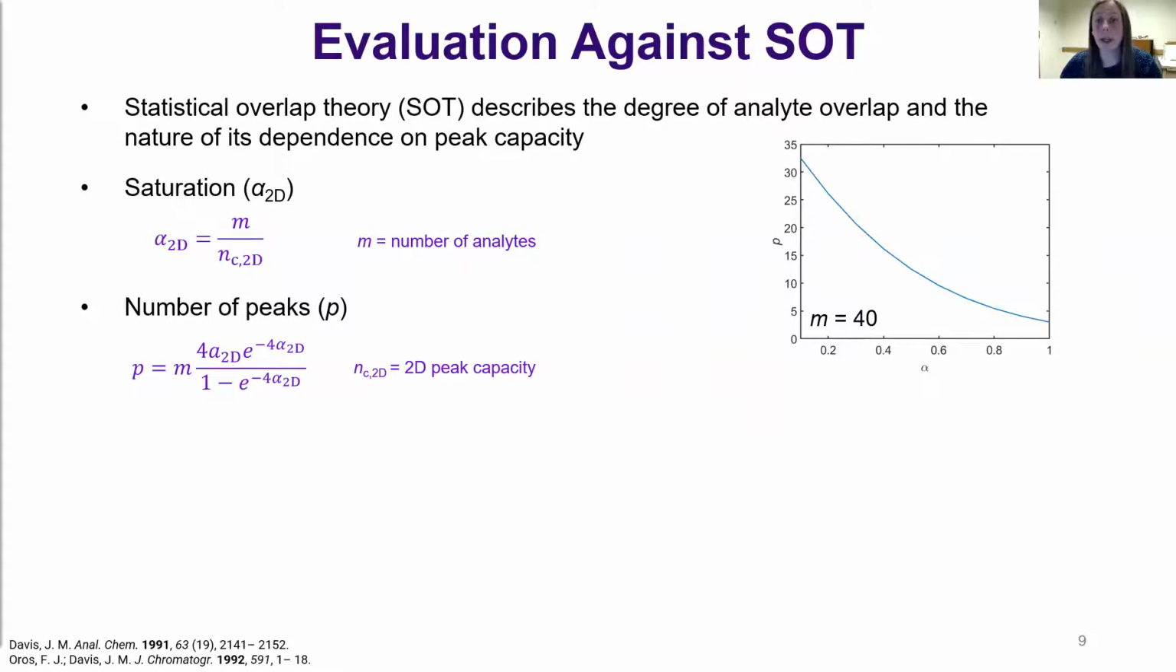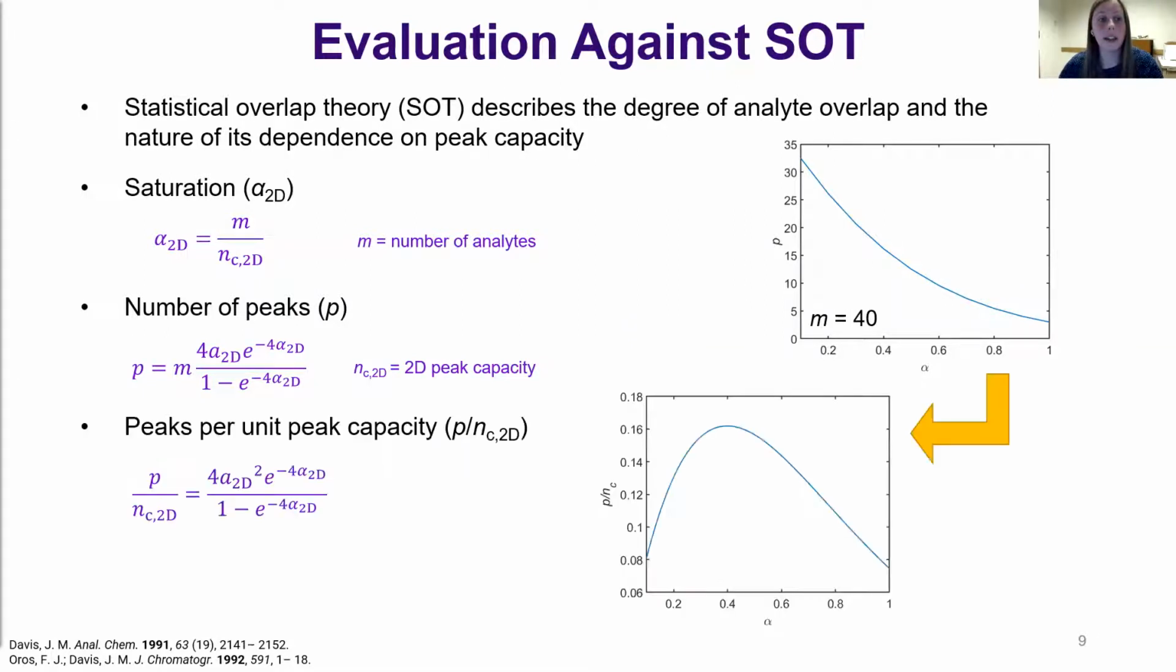If we want to compare separations that have different levels of peak crowdedness in the number of peaks they detect, then we can divide the number of peaks predicted by the unit peak capacity to ultimately get the relationship shown here in the bottom graph. And that's the relationship that we use to evaluate our enhanced tick algorithm versus the standard tick algorithm for different chromatographic simulations at different saturation factors.